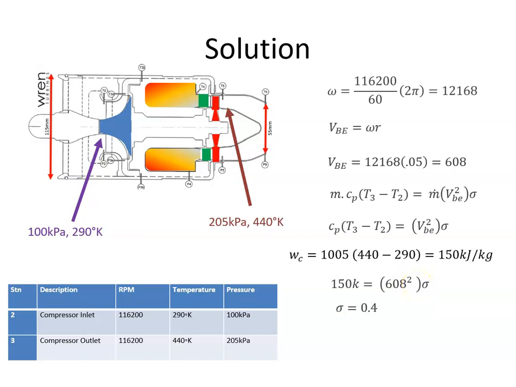And then when we rearrange that, we divide 150,000 by 608 squared, and we get 0.4. So we get a slip value of 40%, which again is pretty poor, but that is just for this demonstration type gas turbine.